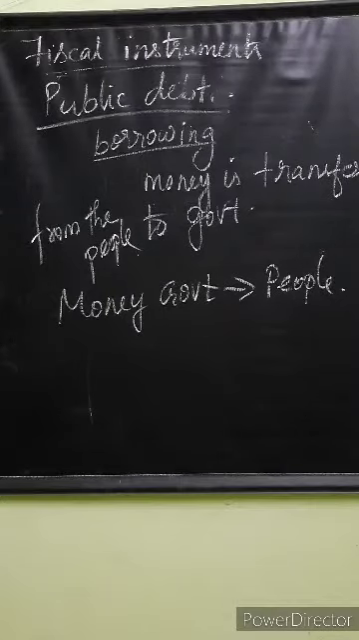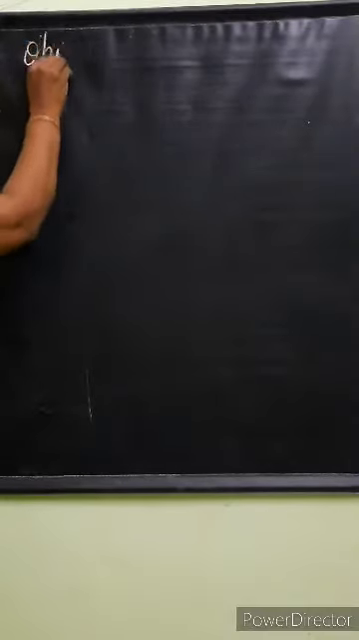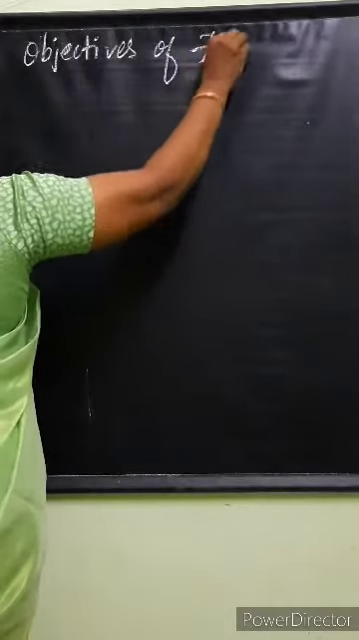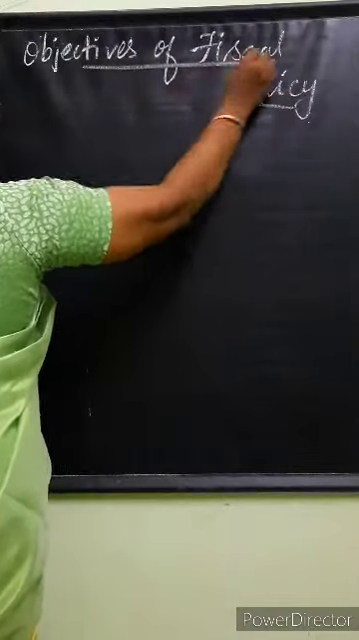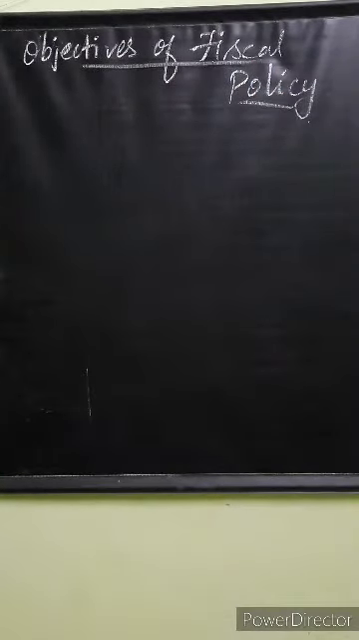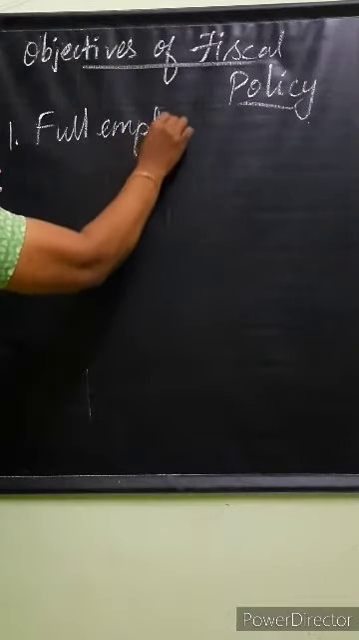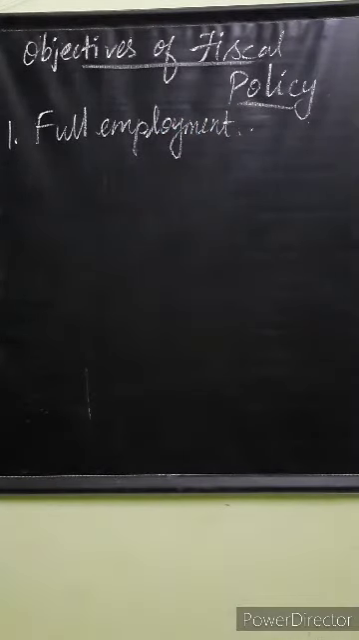People, the next one we are going to see is the objective of fiscal policy. What are the objectives of fiscal policy? They have given 7 objectives. The first one is full employment. The first objective of fiscal policy is full employment.